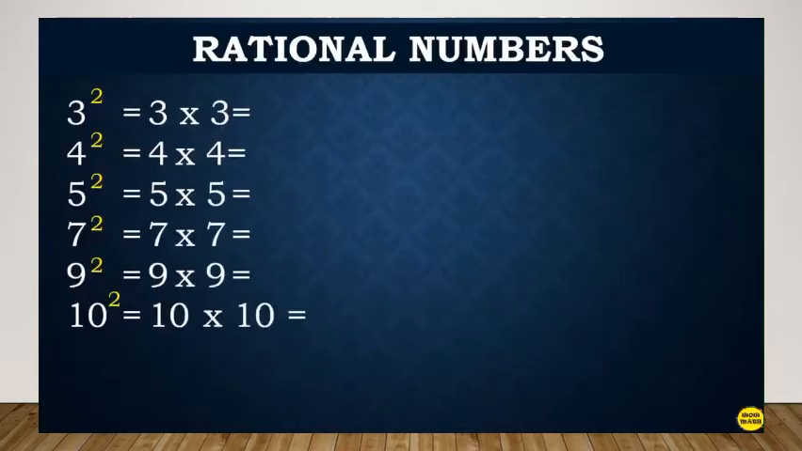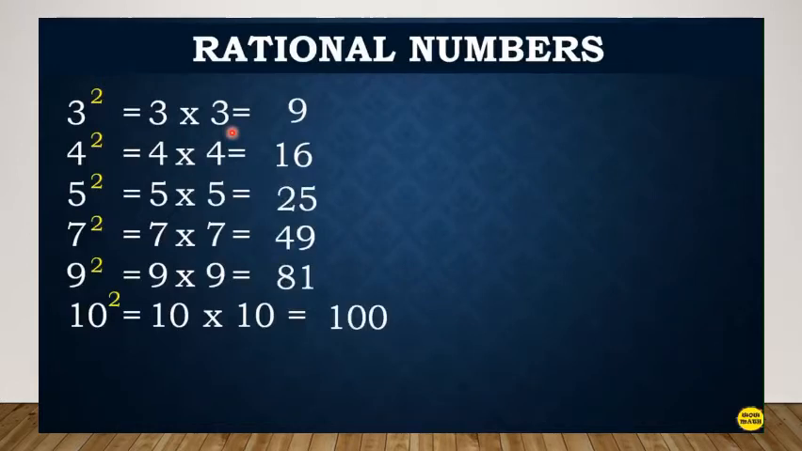Okay, so if we get the product of these numbers, then that is 9. This is 16, 25, 49, 81, and 100. So, I just took random numbers, okay?